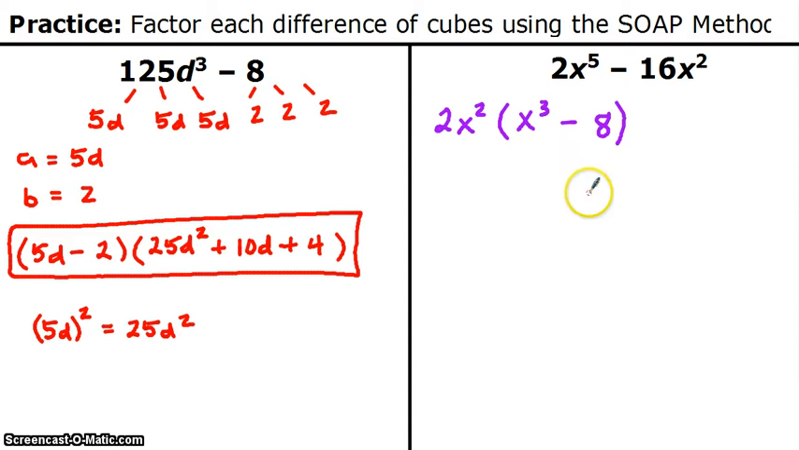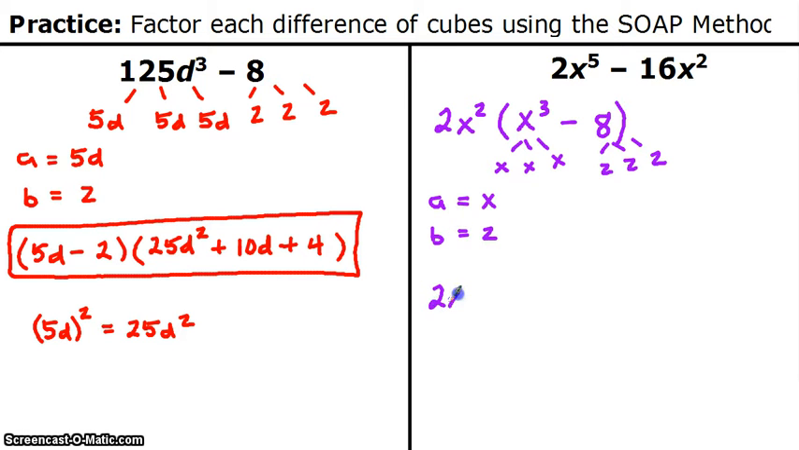Now what's left over here is a difference of cubes. So I can break this down. That's x times x times x. This one is 2 times 2 times 2. So A equals x, B equals 2. All right, don't forget about your GCF in your final answer, 2x squared. Then that's going to be x minus 2, A minus B, times x squared plus 2x plus 4, A squared plus AB plus B squared.